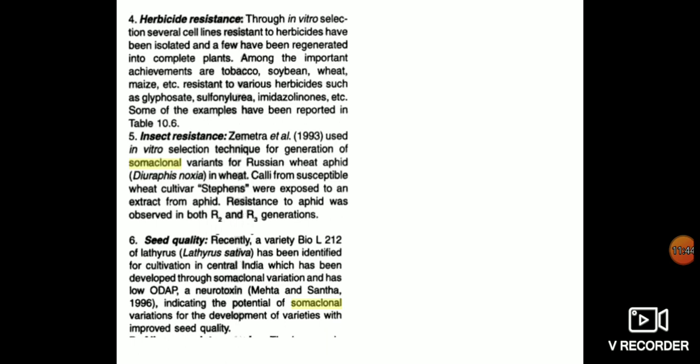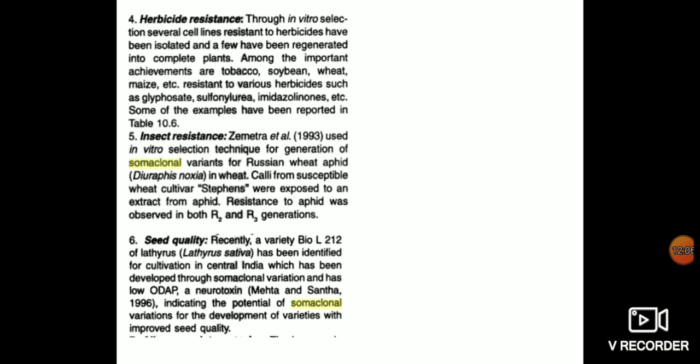Next application is insect resistance. An example is Bacillus thuringiensis, Bt cotton, which is an insect resistant plant. We can use Bt cotton. Similarly, different types of plants have been created as insect resistant. That is another application.